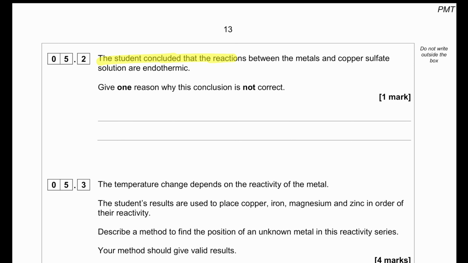The student concluded that the reactions between the metals and copper sulfate solutions are endothermic. Give one reason why the conclusion is not correct. Because in all of the experiments the temperature increased, and in an endothermic reaction temperature decreases.